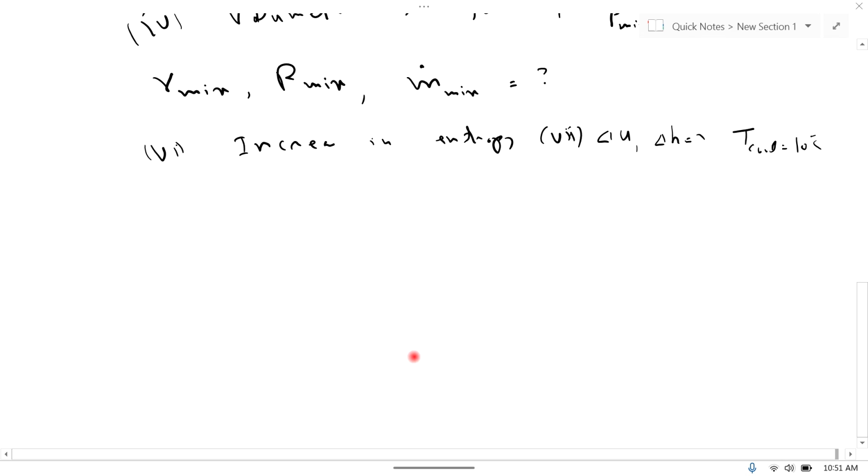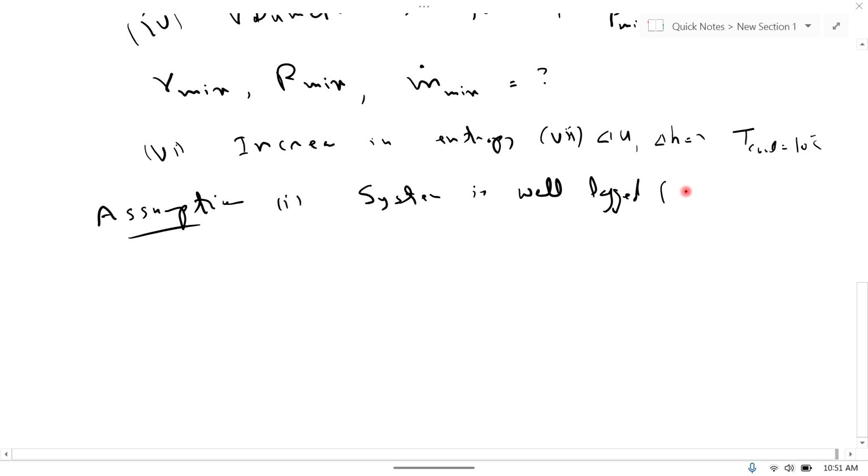There are two assumptions. Number 1, system is well lagged. Well lagged means thermally insulated. Thermally insulated means that the process is adiabatic. Adiabatic mixing.